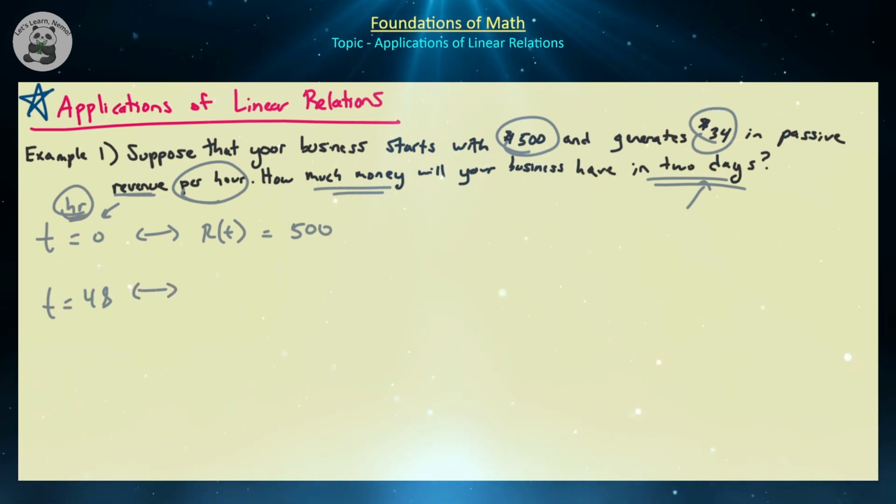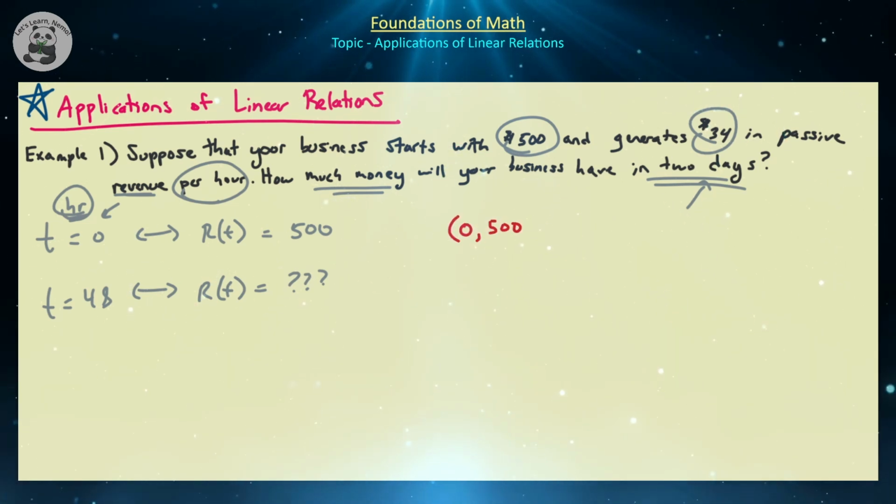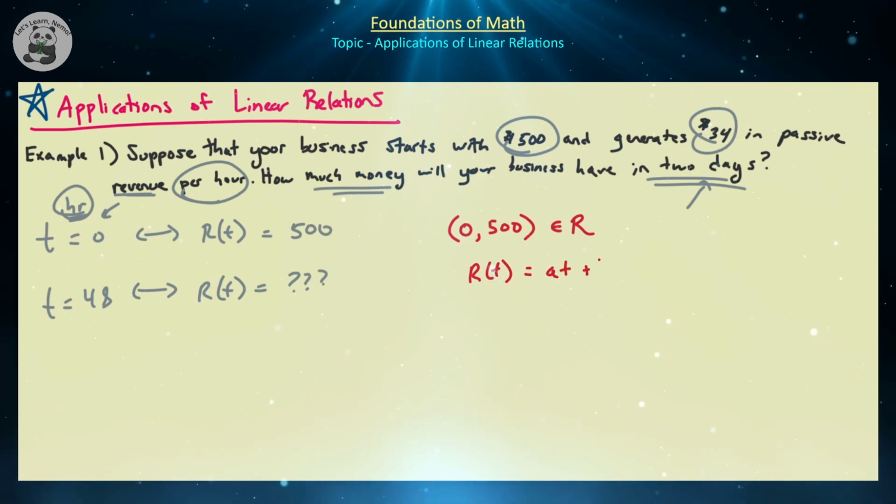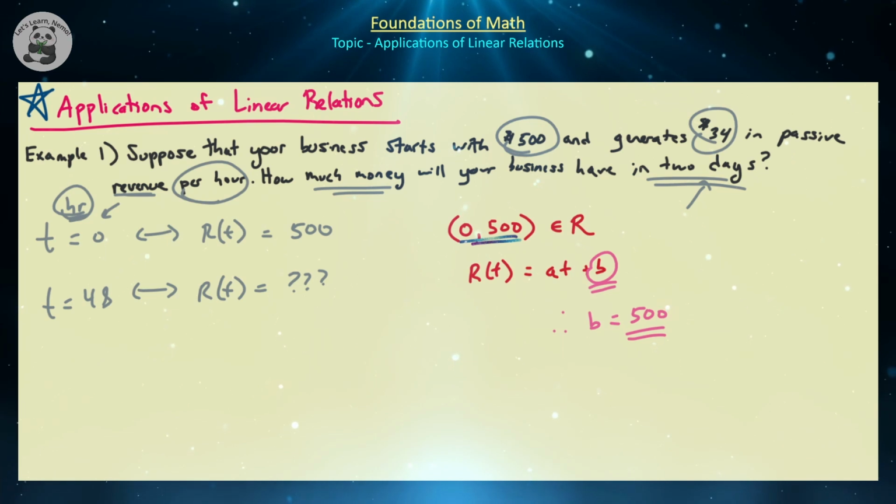So we want to find the value of R when t is equal to 48, right? Based upon the information that we know, 0 comma 500 belongs to our revenue relation. So when we're looking for our constants a t plus b, we know that b corresponds to the y-intercept. That means the y-intercept for our revenue relation is going to be equal to 500. Therefore, the only thing that we need to figure out is what is the slope of our revenue relation.